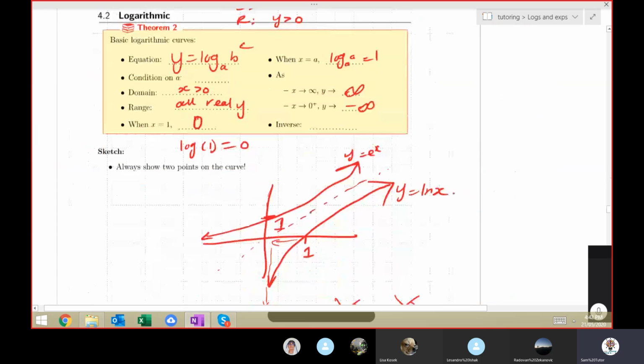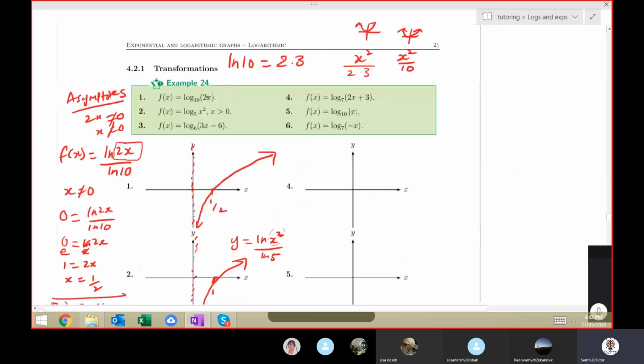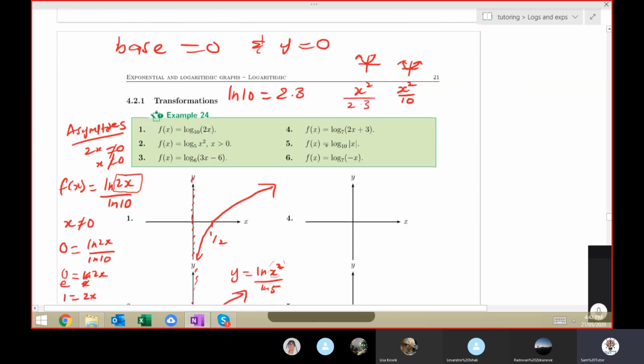For logs, it's all about the angle equal to 0. So we're going to call it the base. In this case, it's easy to say that base equal to 0 and y equal to 0, not x equal to 0. So we want the base equal to 0 and y equals 0.